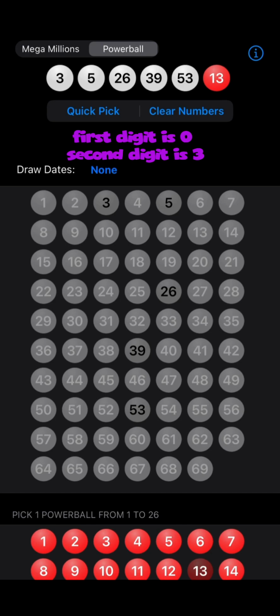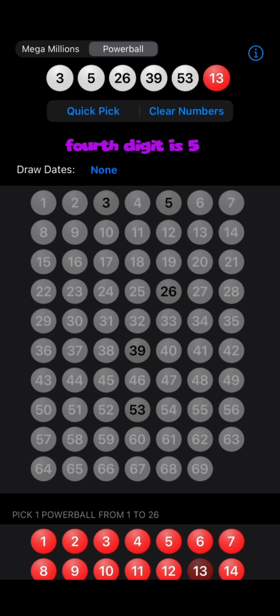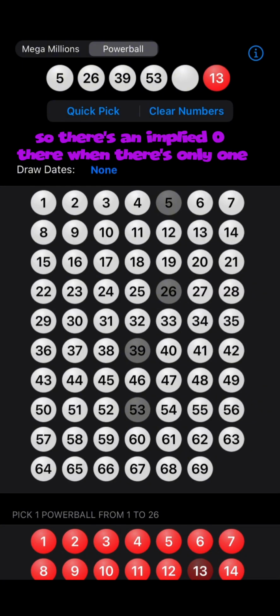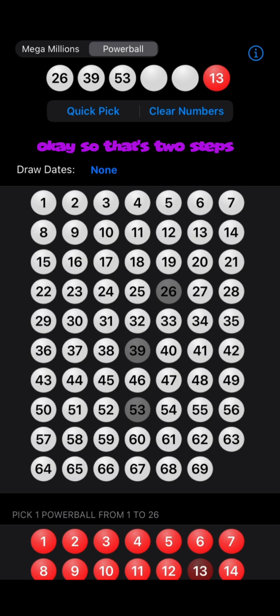First digit is 0. Second digit's 3, third digit's 0, fourth digit's 5, right? You see what I'm saying? Fifth digit's 2, and so on. Like that, so there's an implied 0 there when there's only 1. You have to have it in order. So okay, that's 2 steps.